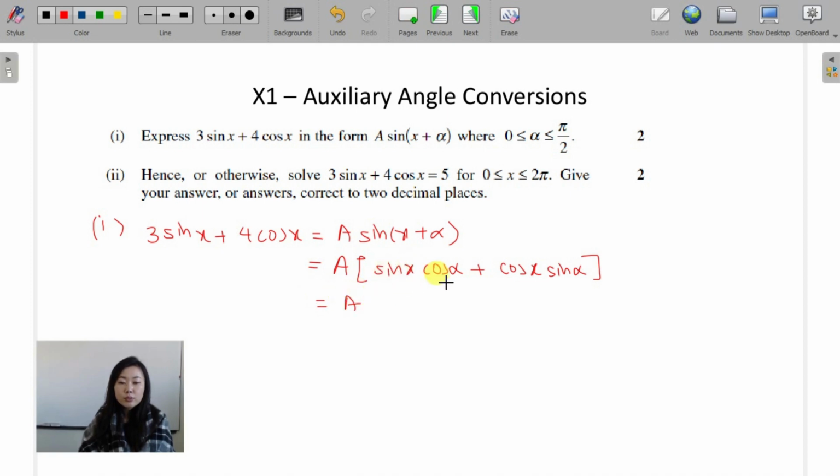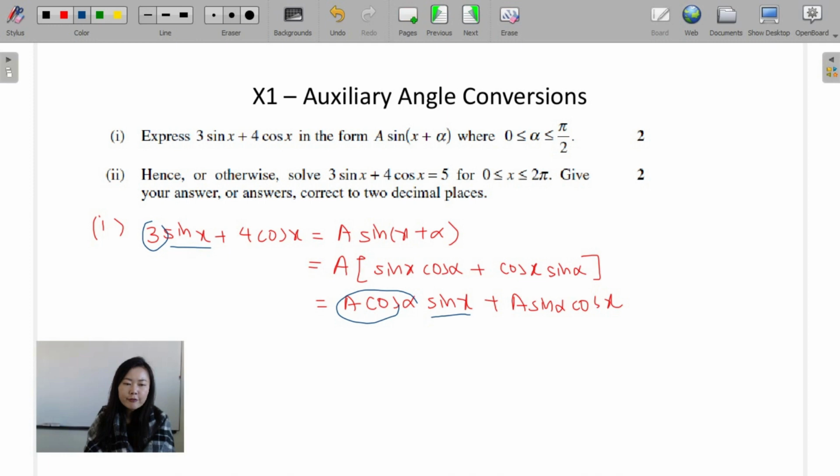Now, I'm just going to swap these terms as I expand this, and same with this one. I'm going to swap these terms as I expand this, just so that you can clearly see what I'm doing here. Okay, so you want to look at sin x. What's attached to it? A cos alpha and 3. So that means A cos alpha is equal to 3. Okay, equating the coefficients.